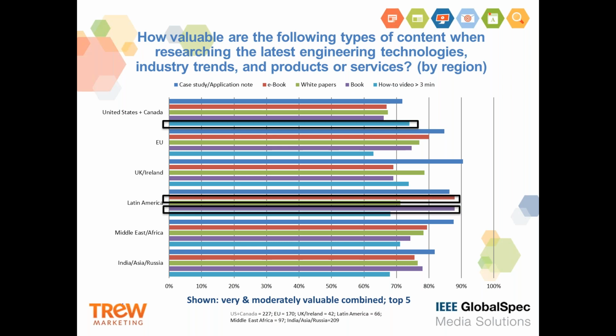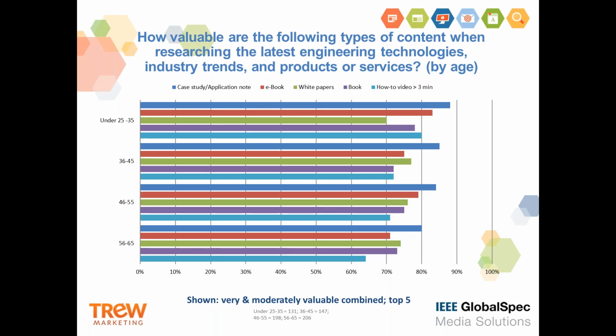And so then looking at age, we see even more interesting differences. The most valued content type across all age groups is case studies and application notes, just like we saw with the overall data set. That's the dark blue bar that's up there at the top of each of the clusters of age groups.